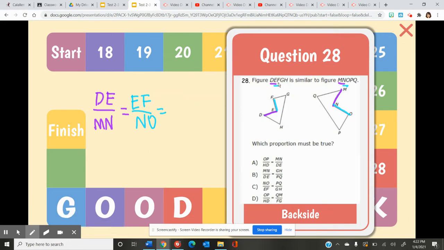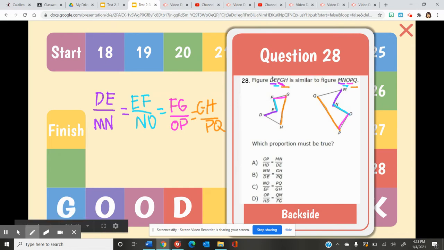Okay, then the third and fourth letter here, we have F and G. And F and G's corresponding letters would be O and P. If I were to keep going here, my last two letters here are G and H. And my last two letters in my larger polygon are P and Q. Okay, and then lastly, I have my first letter and my last letter here. So I have D and H. And then my last two letters here are going to be M and Q.